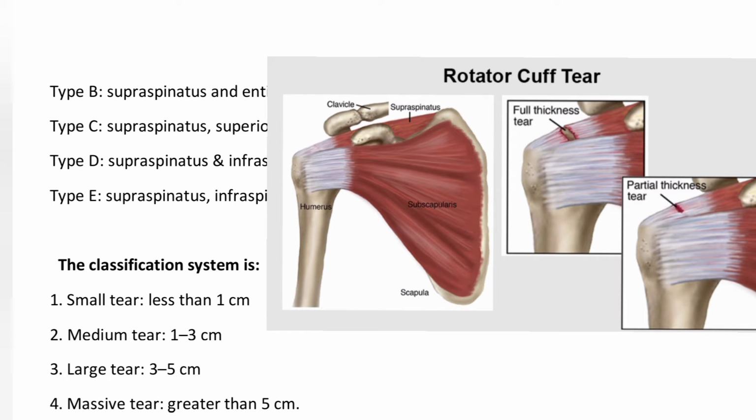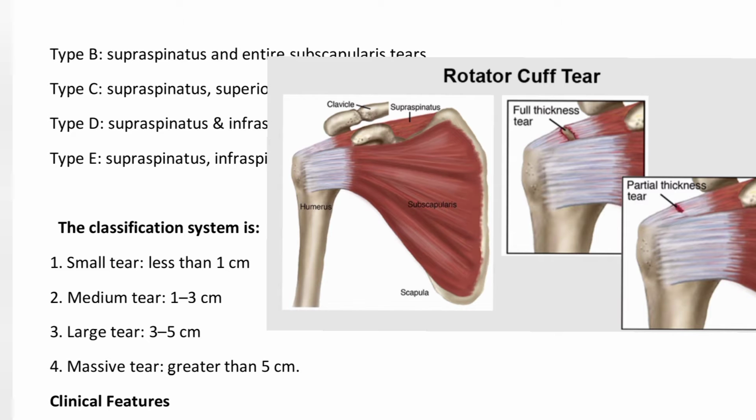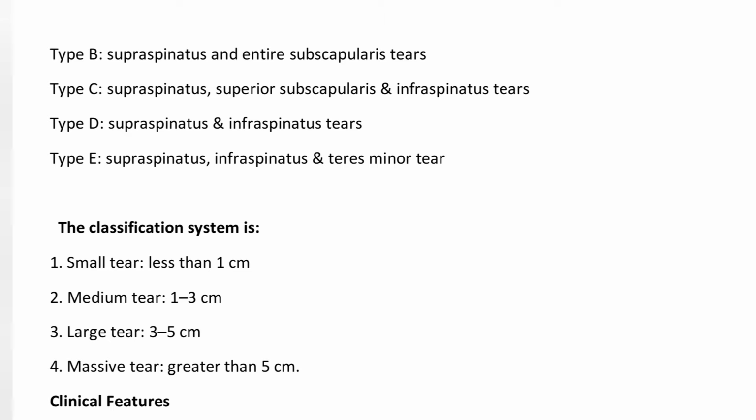Another classification system divides tears into four classes. Class 1 is a small tear, less than 1 centimeter. Class 2 is a medium tear, 1 to 3 centimeters. Class 3 is a large tear, 3 to 5 centimeters, and class 4 is a massive tear, greater than 5 centimeters.